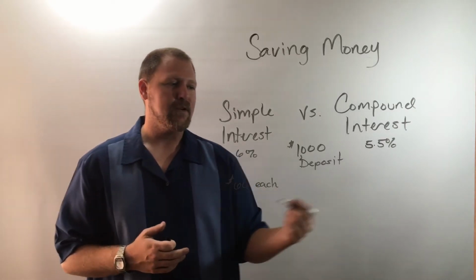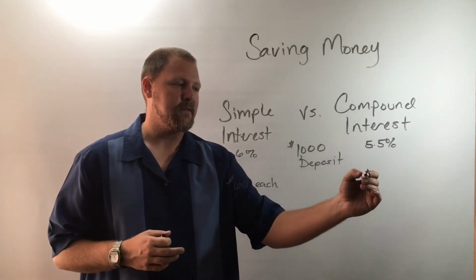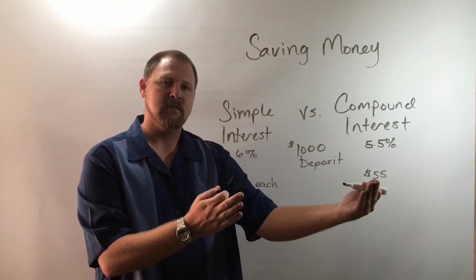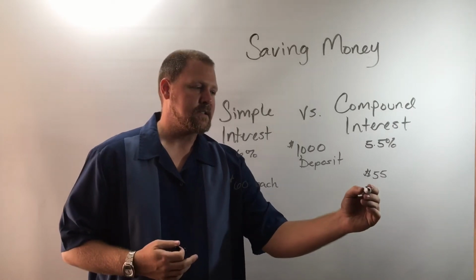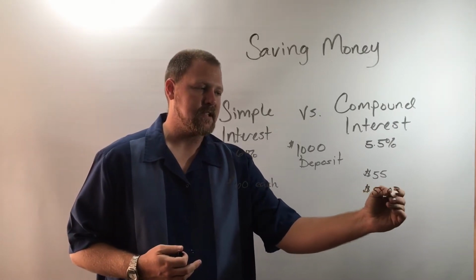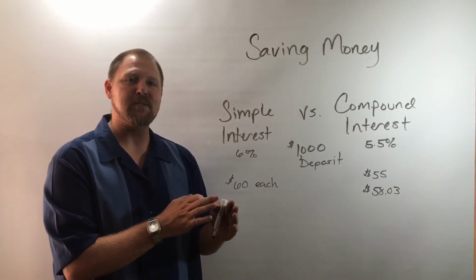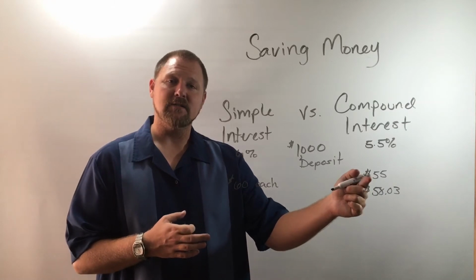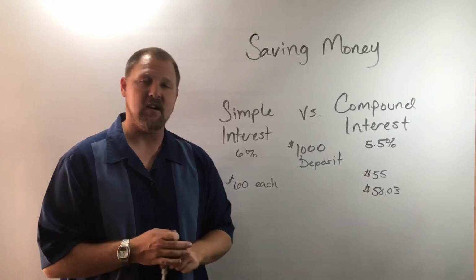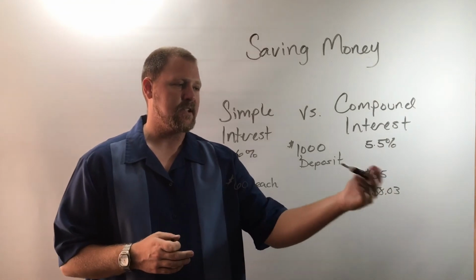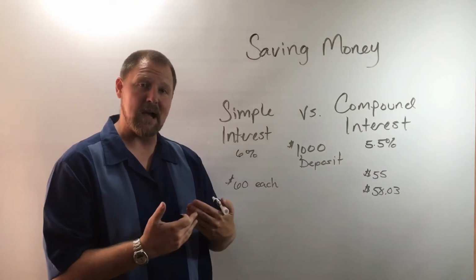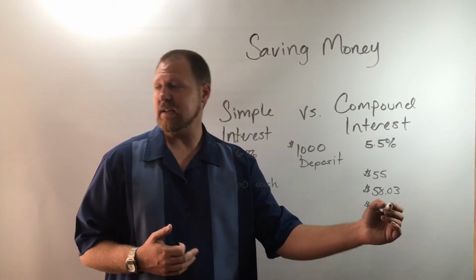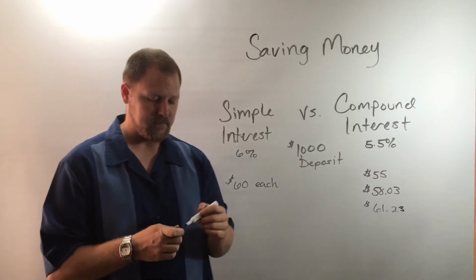But on this one, your first year's interest is going to be $55. And see here, short term, simple interest is better. Compound interest is not. The second year, you're going to get $58.03 because you're going to calculate 5.5% of $1,000 plus $55, so $1,055. That interest is $58.03. And then you add these two together plus your original deposit, and that's your new balance for the next year. And then you're going to get $61.23 for the next year.